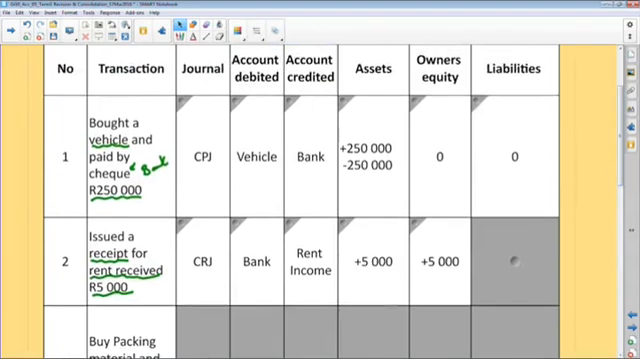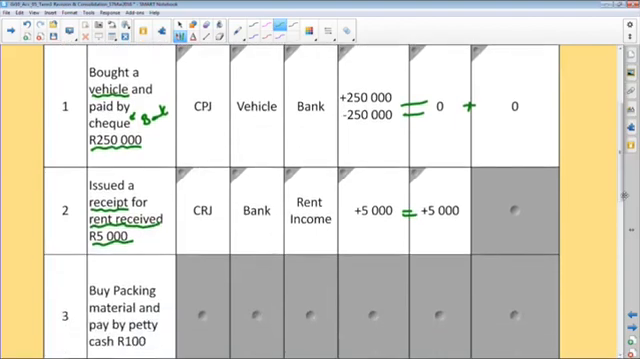and there we didn't touch your liabilities. Now remember, always to look at it like this. It needs to equal. Is the plus 250 minus the 250 equaling 0 plus 0? Yes. Is the 5,000 plus equaling the plus 5,000 on that side? Yes. Let's go and look at the third one. You're buying packing material and you pay by petty cash. You're using petty cash to buy packing material. 1 minute to complete it.